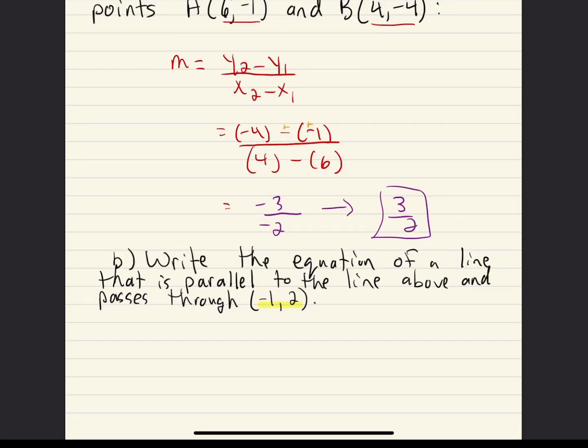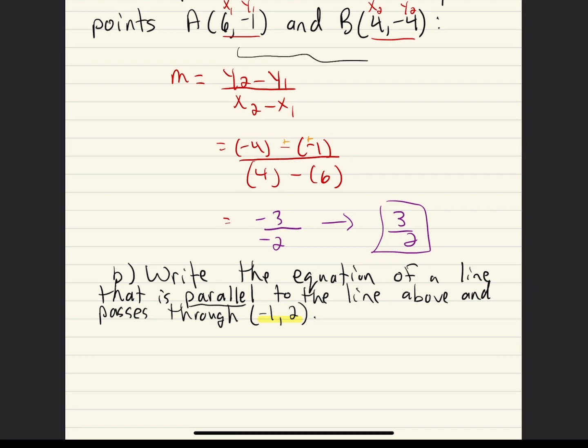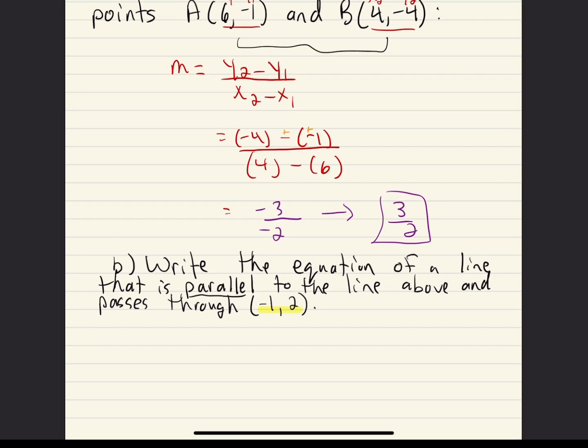Now let's say as a follow-up question, we're asked to develop an equation of a line that is parallel to the line above, the line that would have these points above, and that passes through -1 and 2. So if it's parallel, remember, that means that it's going to have the same slope as this. So what I could do is first write a slope-intercept equation with everything we already know. So y equals 3/2x plus b.